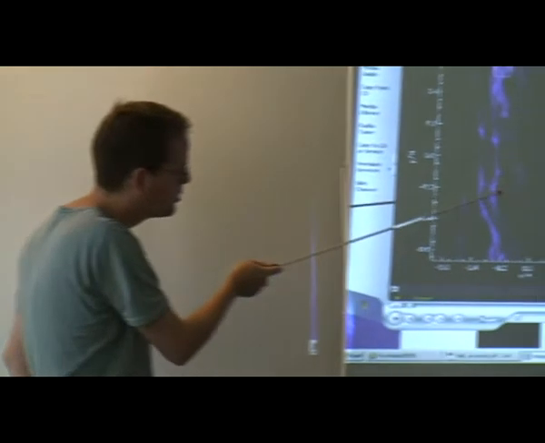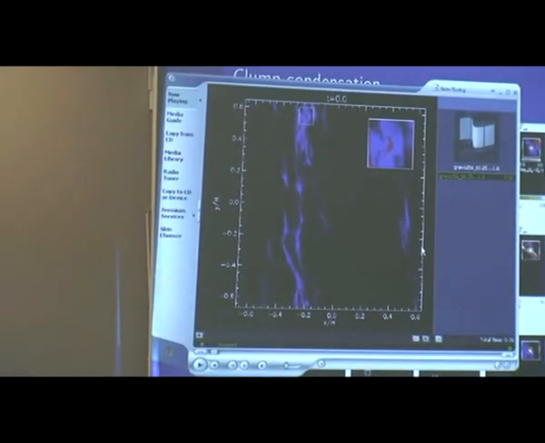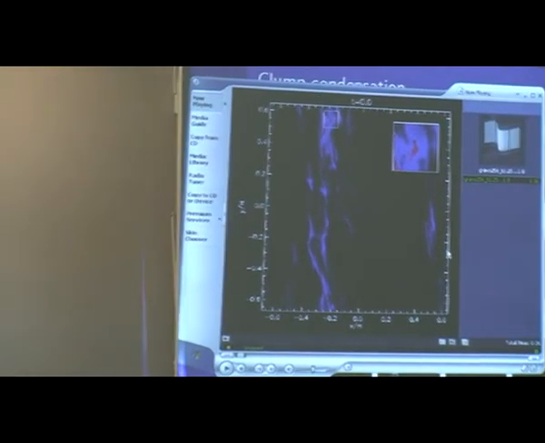So one can maybe see a little bit of motion in this direction, and that would be the particles that are losing angular momentum or exchanging it with the gas.